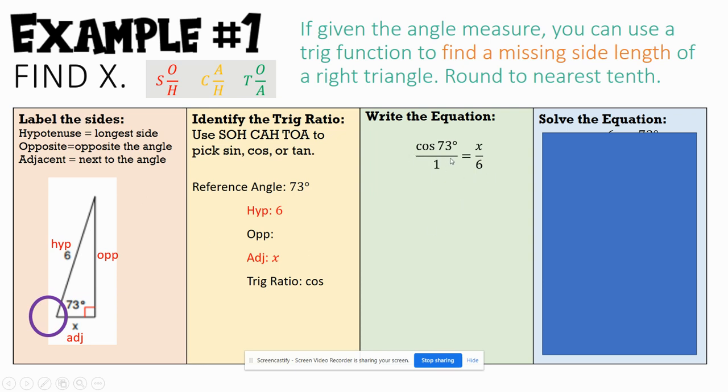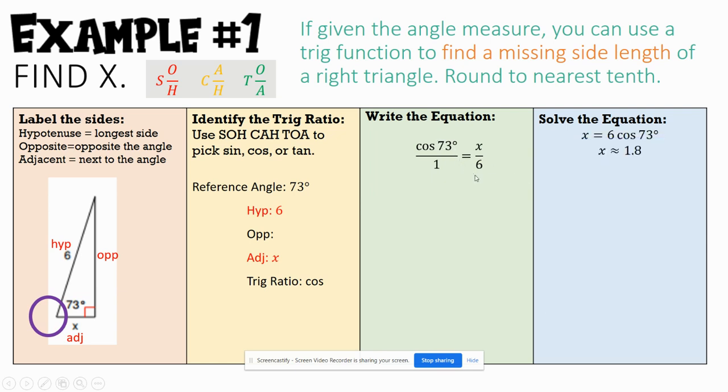Now notice how I put the cosine of 73 degrees over 1. You don't have to do that, but if you put anything over 1, it doesn't change the value of it. And now it just might make it easier for you to see how this equation is actually a proportion. And we studied proportions a couple of weeks ago. To solve this equation, I'm going to use my cross product property. I'm going to multiply across. So x times 1. And then I'm going to multiply across here. 6 times the cosine of 73 degrees.